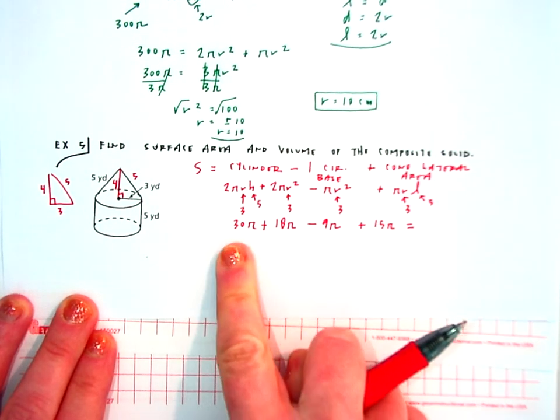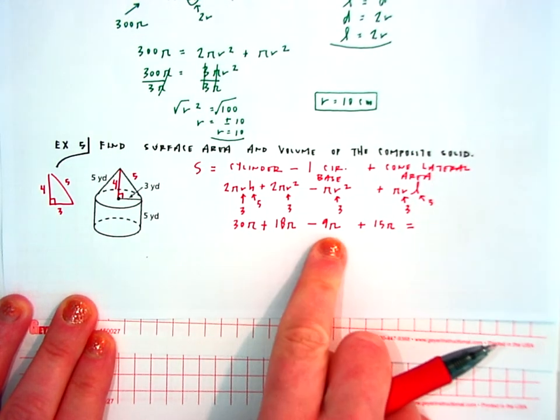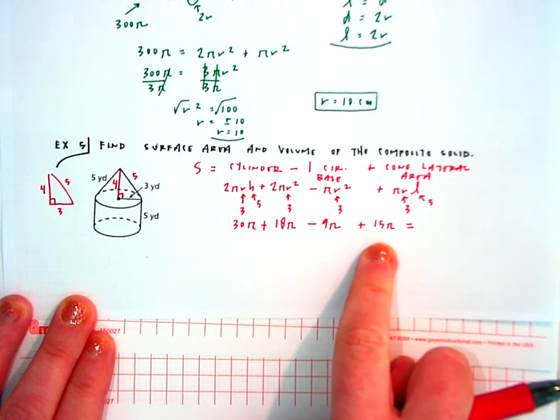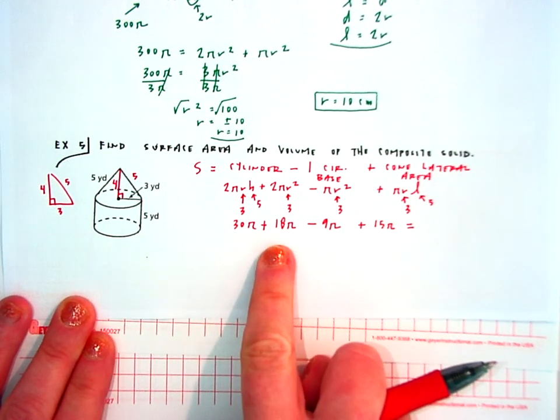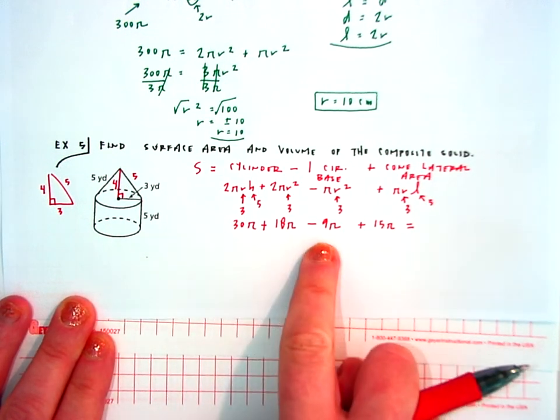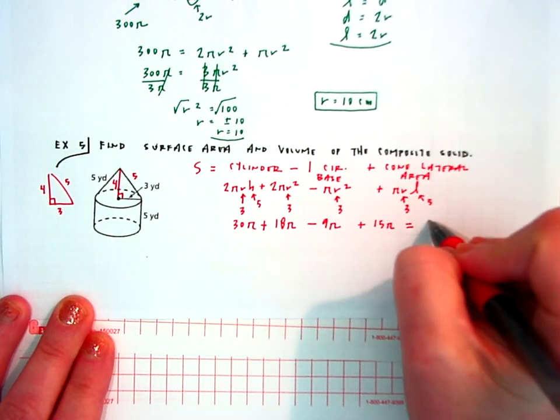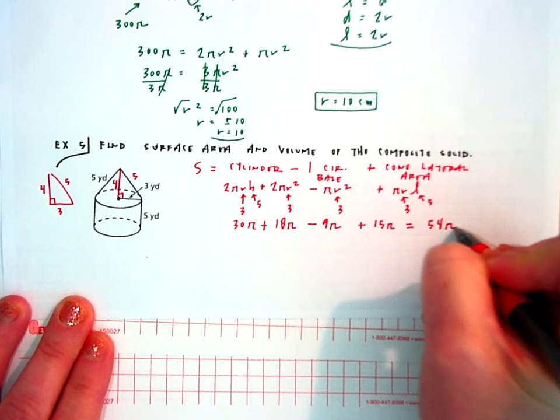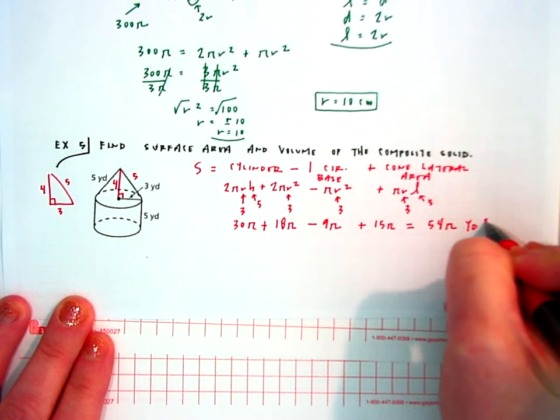So I really have 30 pi plus 18 pi minus 9 pi plus 15 pi, which will get me in total, so 30, 18, so 48 minus 9 plus 15, I'll get 54 pi square yards total.